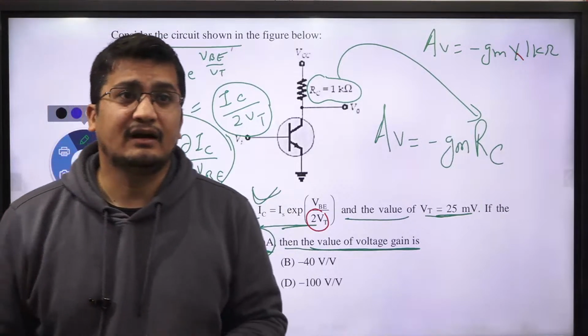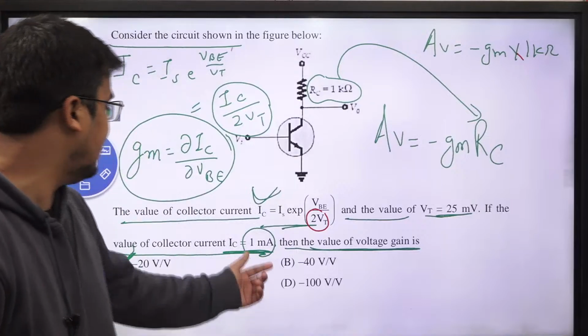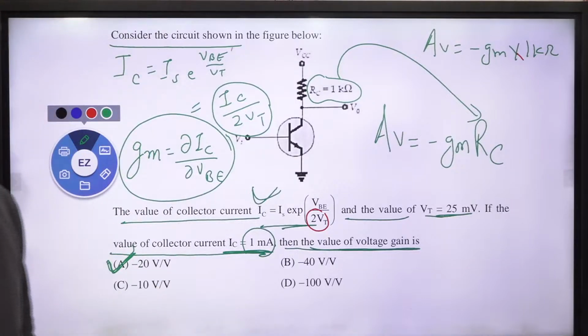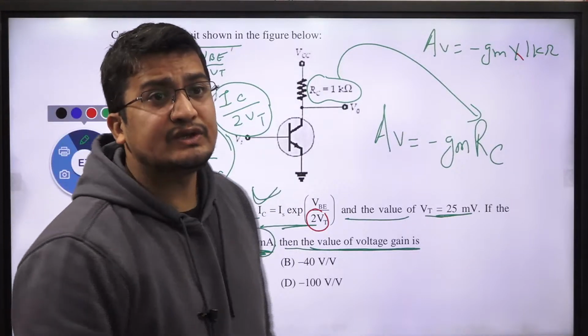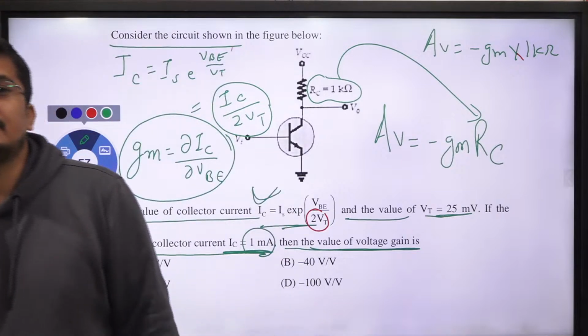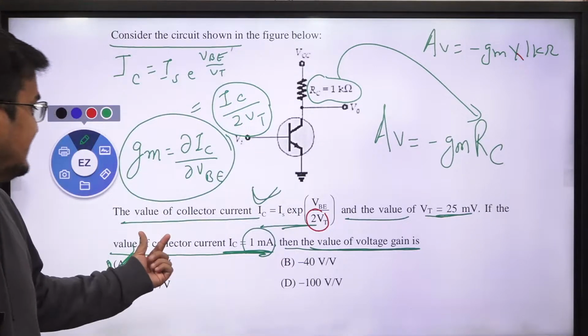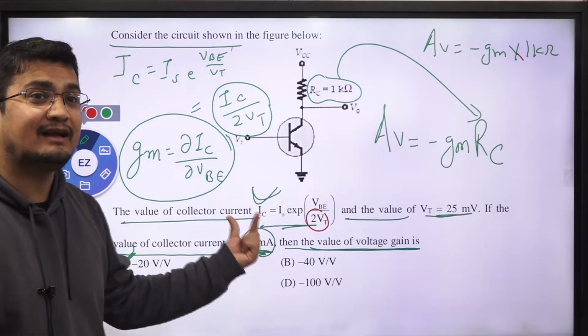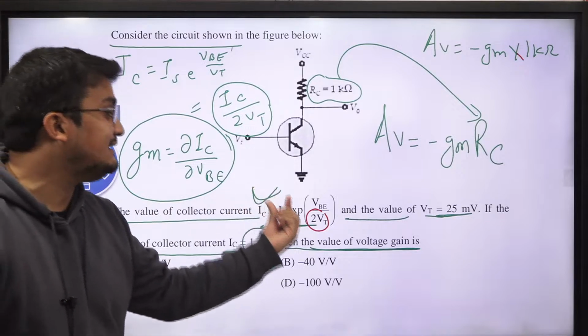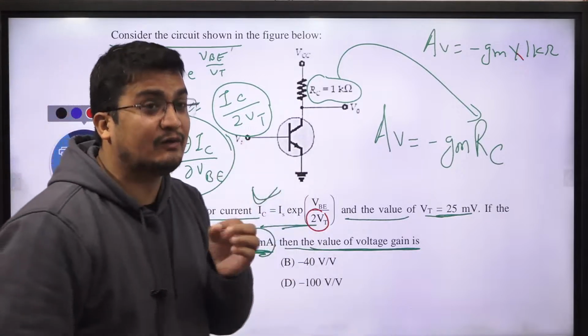Still confusion? Anirudh, your answer B is again wrong. Answer will be A. Please check. Come on, guys, please. Ayush, Anirudh, please tell me. Any confusion? You can see here the value of the collector current IC is equal to ISE raised to power VB upon twice of VT.